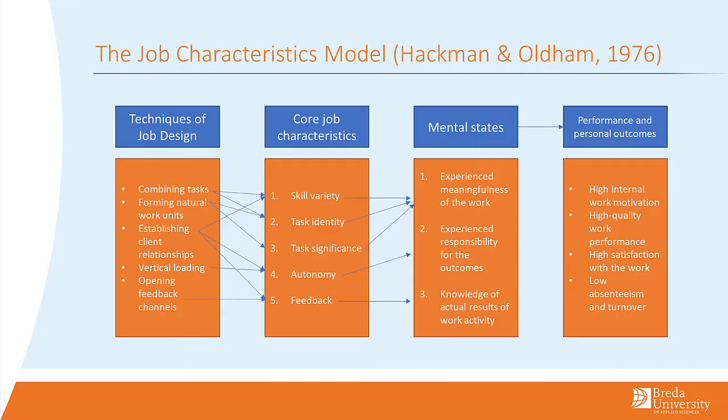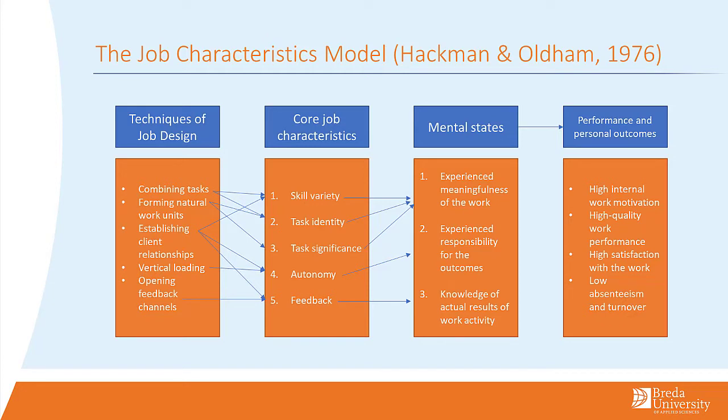You could, for example, combine their different tasks so that the assembly line worker doesn't only put the lid on the bottle, but is also able to work some days in packaging. You could also think about creating natural work units, letting the different employees collaborate in teams on a specific part of the process. You could also think about enhancing their relationships with clients. To what extent do they get involved in the customer part?